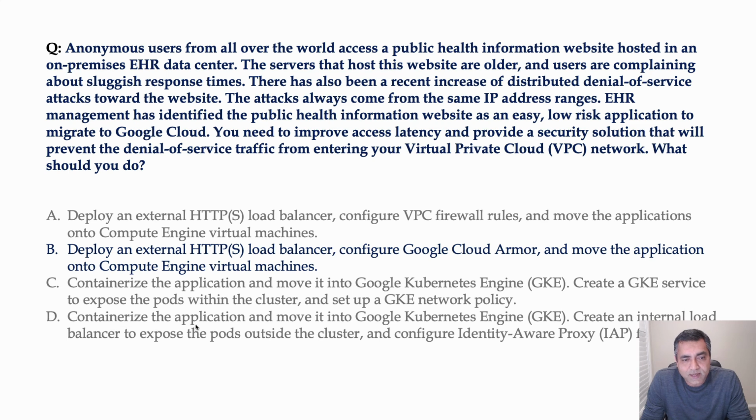The next one is: containerize the application and move it into Google Kubernetes Engine. Create an internal load balancer to expose the pods outside the cluster and configure Identity-Aware Proxy for access. D is not correct because GKE's internal load balancer will not load balance external traffic, and anonymous users need access to the website, so IAP is not a fit. So given all of these options, you can clearly tell B is the right answer, because there is a purpose-built use case for Google Cloud Armor to fend off DDoS attacks. Let's look at the next one.